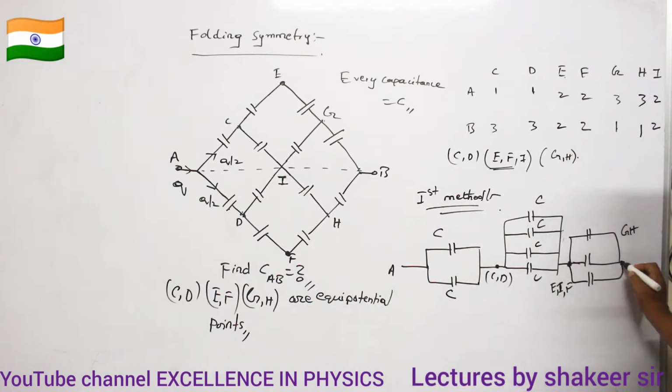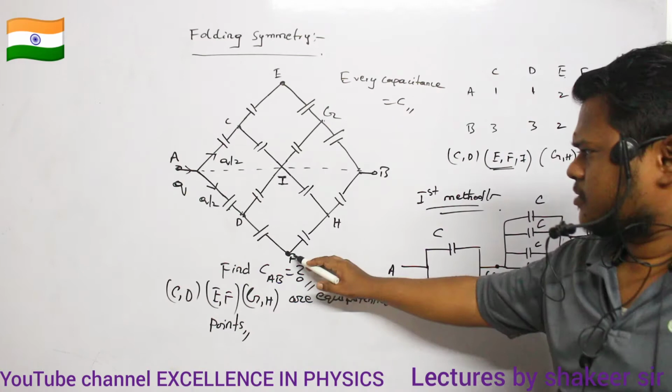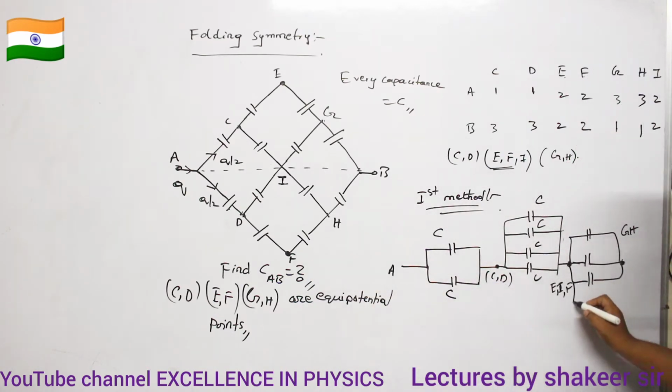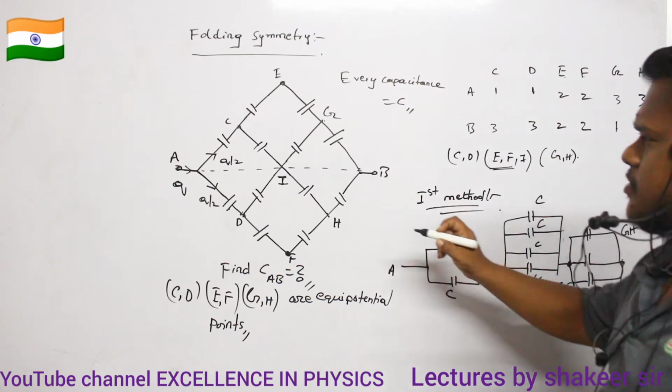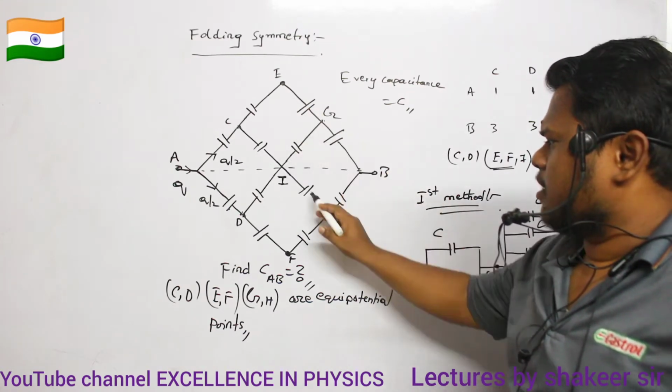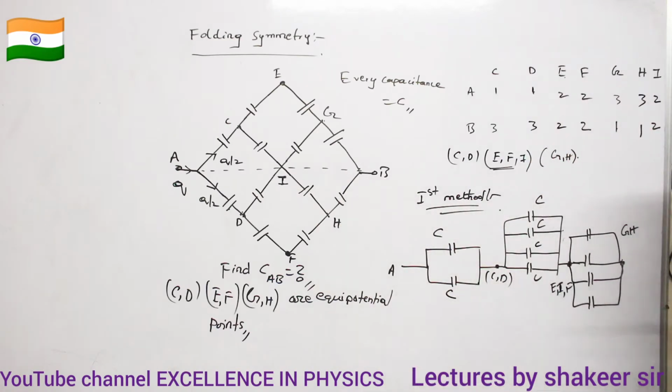So I to H, there is one more capacitor. Next, F to H also, there is one more capacitor. So totally how many capacitors? 4 capacitors. So E to G, I to G, I to H, and F to H. Clear? Then from there, I want to reach up to point B.